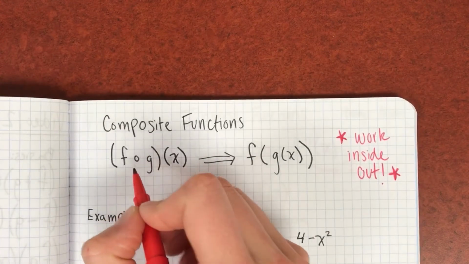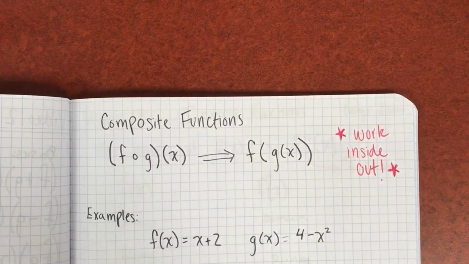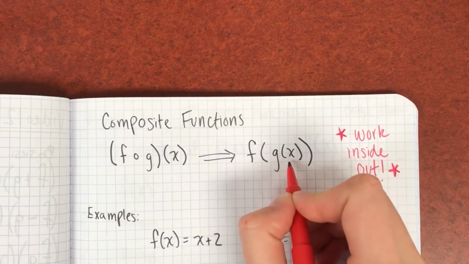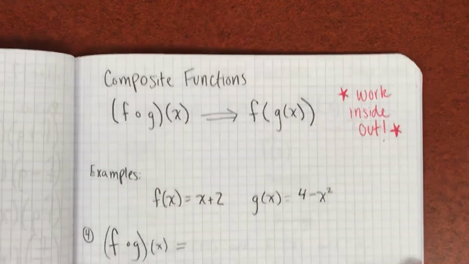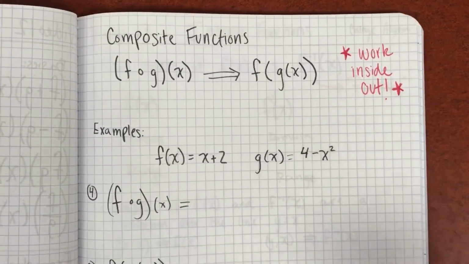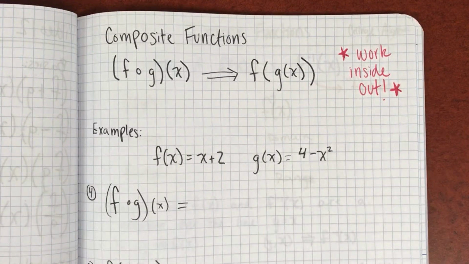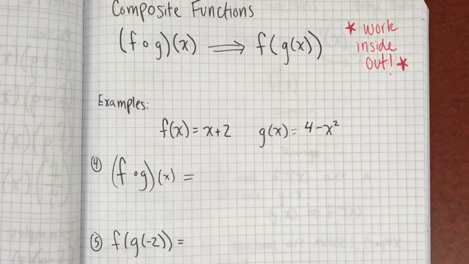That O is just a tiny o, but that means composed. And what that means is we're going to plug in this g function into my f. And the biggest thing here is that we work from the inside outwards. Okay, so always work inside out. So let's just get started with an example.